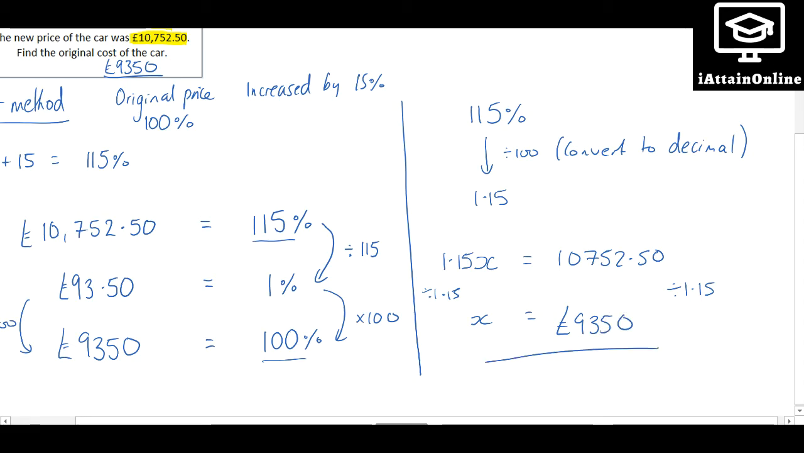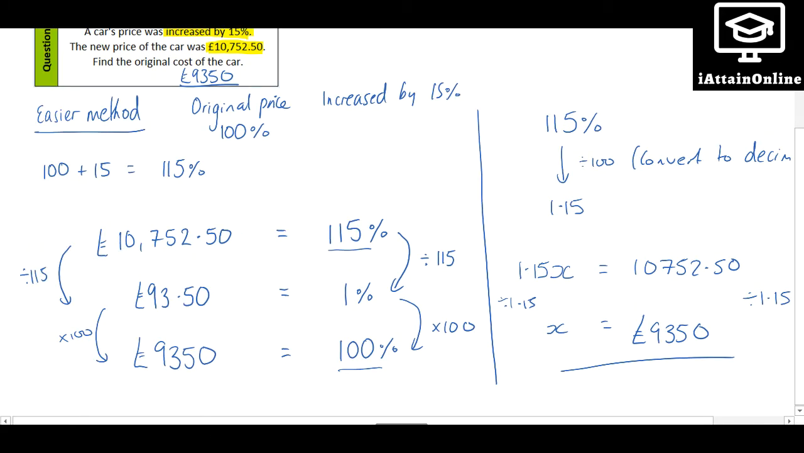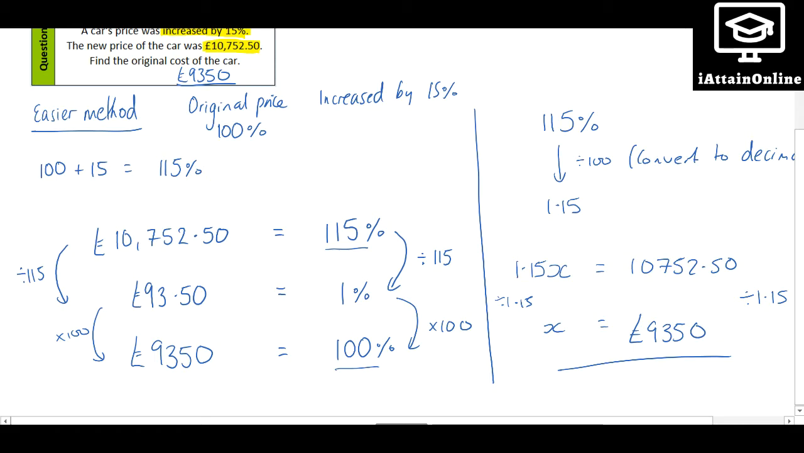£9,350. The second method that I've just gone through there is a slightly more advanced method, and when you get the hang of it, it's a lot quicker. But the first method, the easier method over there on the left, will work as well. Okay, one more example.